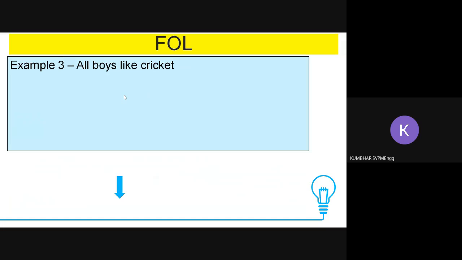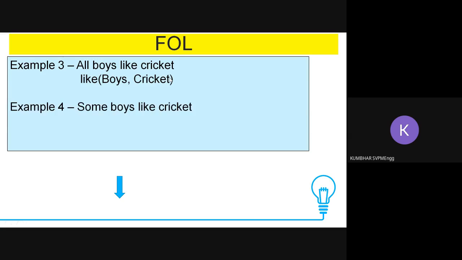Let's say example 3 is all boys like cricket. All boys like cricket. So how can this be expressed in FOL? Here the predicate will be like, so please understand, it will be represented as boys like cricket. Are you able to read this? In this statement, like is a predicate which is expressing this. Actually, this total statement is a predicate: boys like cricket.